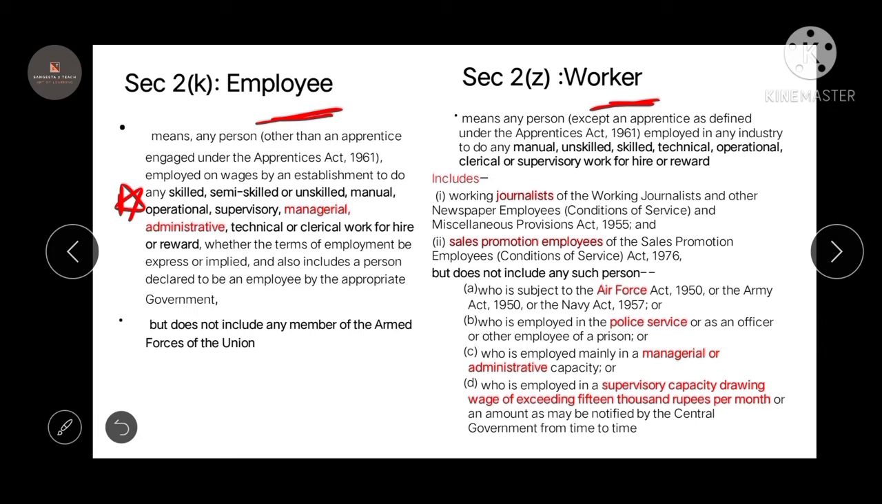So, who is not included as an employee? A person who is not included is a member of the Armed Forces of the Union. So, this is all about the employee.